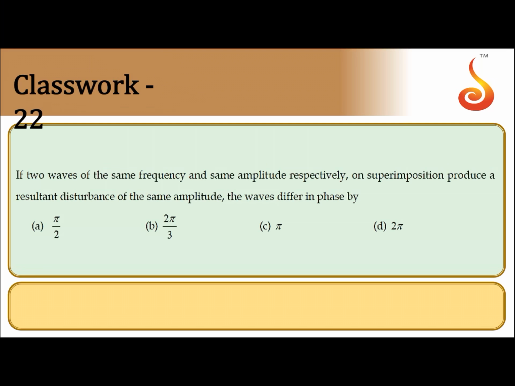If two waves of the same frequency and same amplitude on superposing produce a resultant disturbance of the same amplitude, then the waves differ in phase by? So two waves of same frequency and same amplitude are superposing and the resultant amplitude is the same as the original amplitude. What is the phase difference between them? When two waves superpose, the resultant amplitude A is given by root of A1 square plus A2 square plus 2A1A2 cos phi. Phi is the phase difference between the waves.